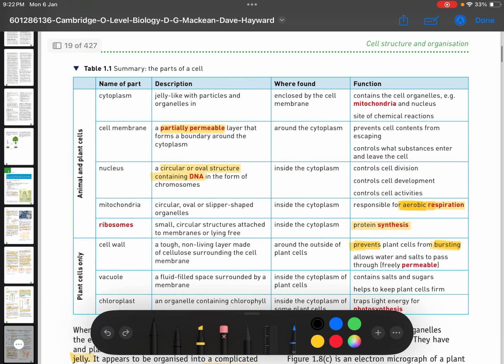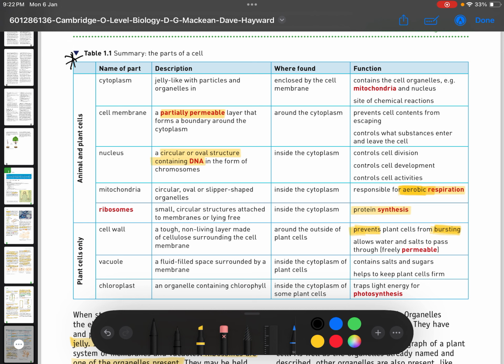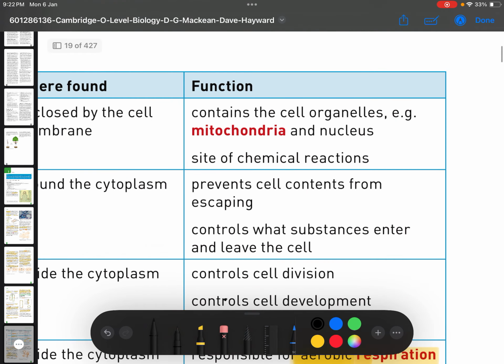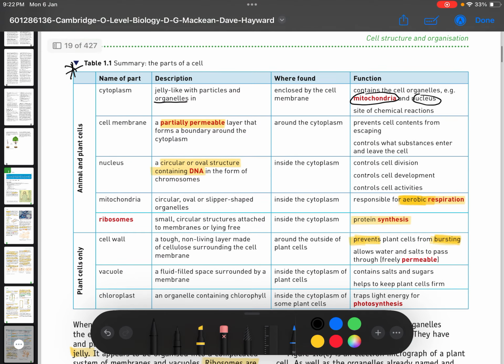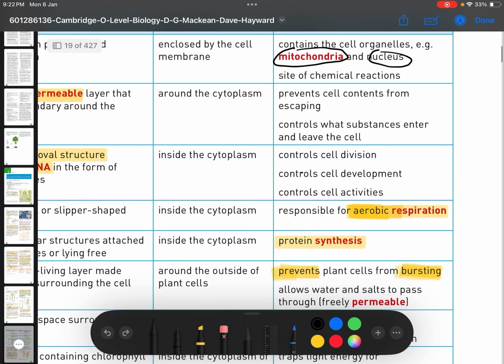Yes, now this table is really very high yield. You have to read it and you have to understand it. I will go through it. We have discussed most of it already, but we're just going to have a review here. Cytoplasm: jelly-like substance with particles, organelles. As we said, there are organelles within it, enclosed within the cell membrane. Which type of organelles? There's mitochondria, we already discussed that. There's nucleus, and it's a site for chemical reactions. Cell membrane: they have finally stated here that it's partially permeable. I already told you what partially permeable means. And it prevents cell contents from entering or escaping the cell.